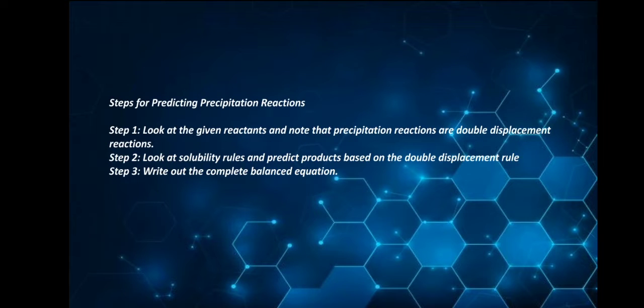Next, let's move on to the steps for predicting precipitation reactions. We have 3 steps. Step 1. Look at the given reactants and note that precipitation reactions are double displacement reactions. And when we say double displacement reaction, that means it occurs when ions are exchanged, forming 2 new compounds. Step 2. Look at solubility rules and predict products based on the double displacement rule. And the last step, write out the complete balanced equation.